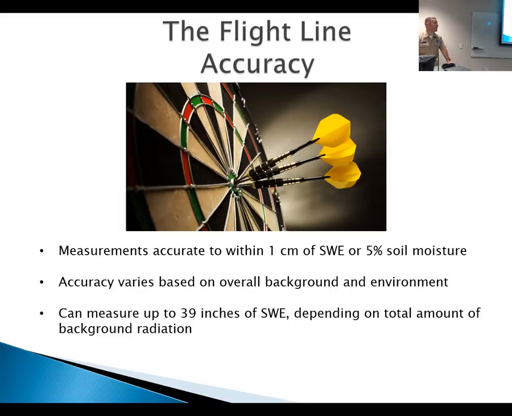And that accuracy does vary based on the overall background environment. If you go out somewhere that has very low radiation counts to begin with, it's going to be a lot tougher to measure because you're going to get less signal going through the snow. It's going to vary the results a lot more. If you go out and fly on a particularly, for lack of a better word, radiation-y day, if there's a lot of cosmic radiation in the air or a lot of radon in the atmosphere, that's going to throw off the data too. But typically we publish about 1 centimeter at 5% soil moisture. We can measure up to 39 inches of snow, depending on the total amount of background radiation. So for the math folks, what is 39 inches? Anybody? Big metric.